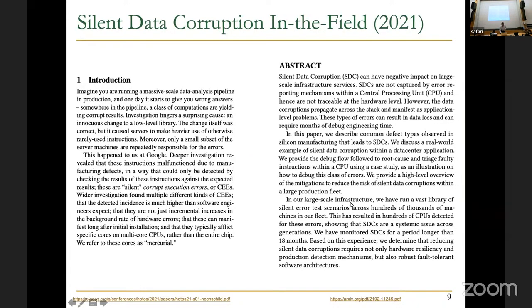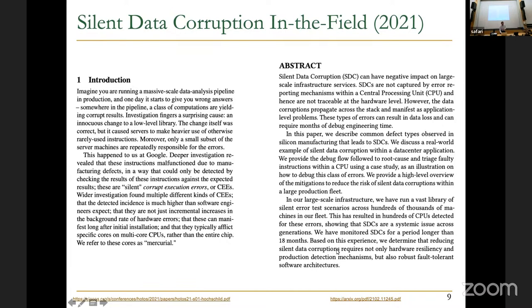Let's say in our large scale infrastructure, this is from Facebook. In our large scale infrastructure, we have run a vast library of silent error test scenarios across hundreds of thousands of machines in our fleet. This has resulted in hundreds of CPUs detected for these errors, showing that silent data corruptions are a systemic issue across generations. And then they monitored SDCs for a period longer than 18 months.